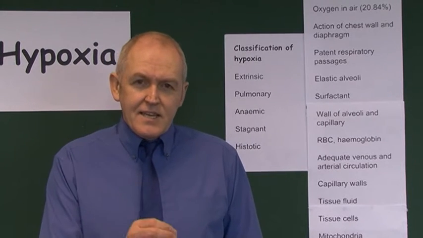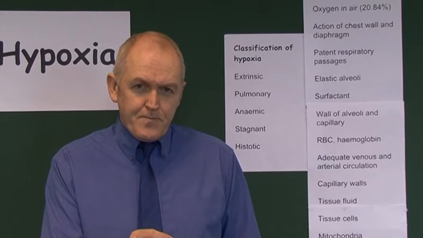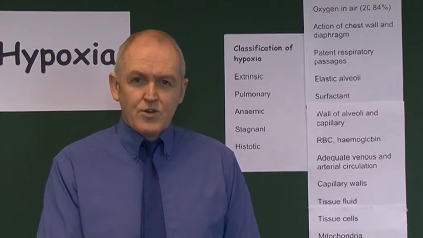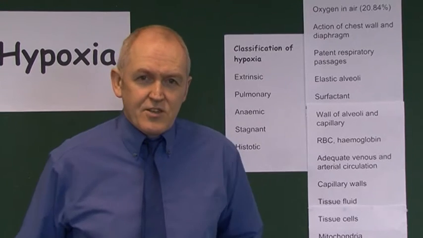And of course, finally, the oxygen goes into the cells where it's used by the mitochondria. And if for any reason the cells themselves or the mitochondria are unable to use the oxygen that is delivered to them, we call that a histotic hypoxia.